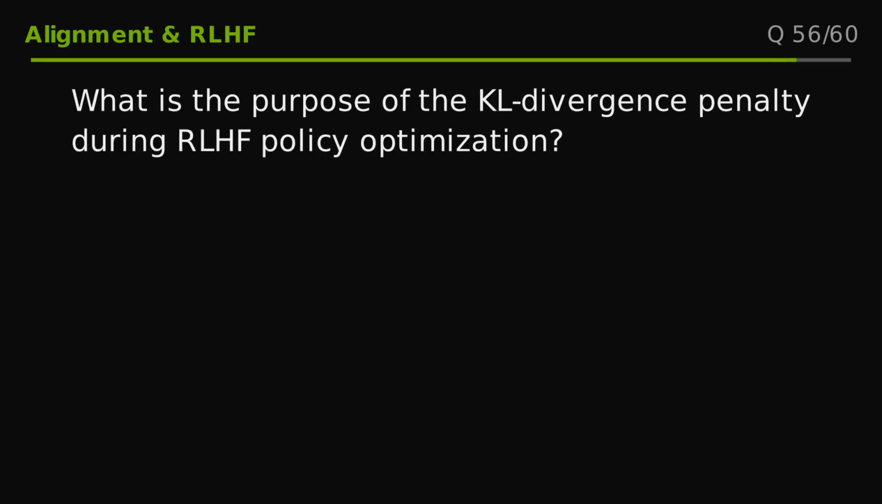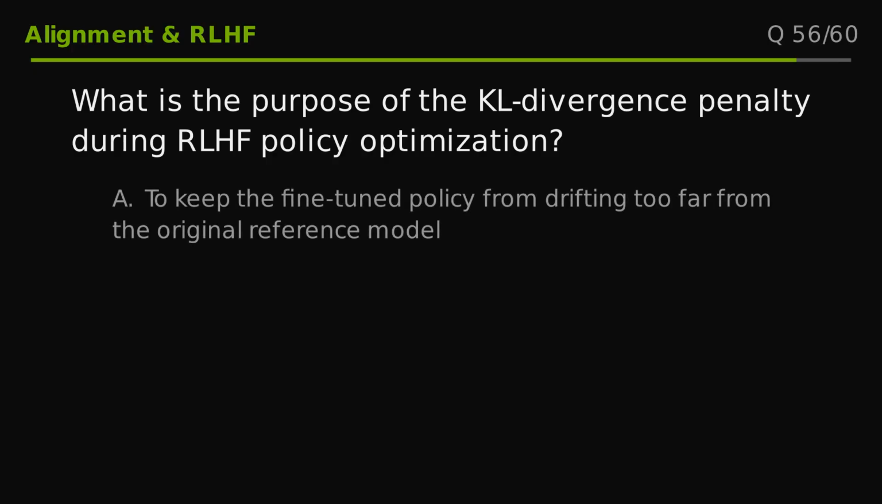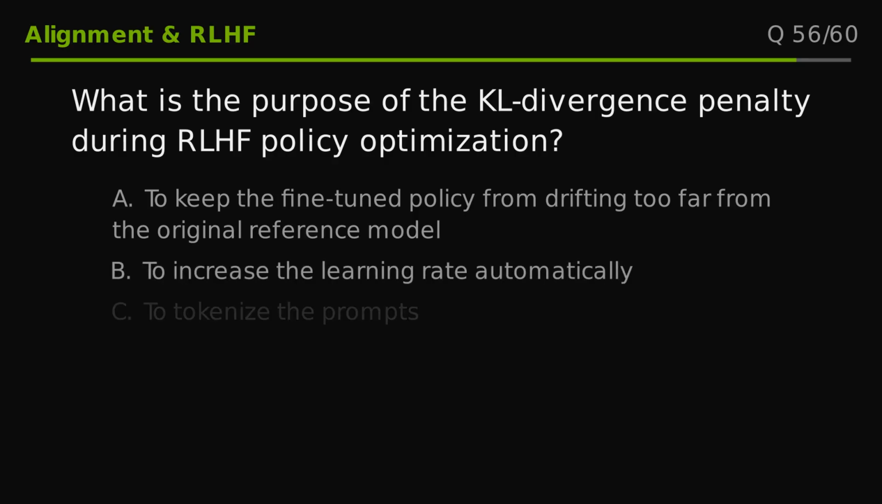Question 56. What is the purpose of the KL divergence penalty during RLHF policy optimization? Option A. To keep the fine-tuned policy from drifting too far from the original reference model. Option B. To increase the learning rate automatically. Option C. To tokenize the prompt. Option D. To compress the model.